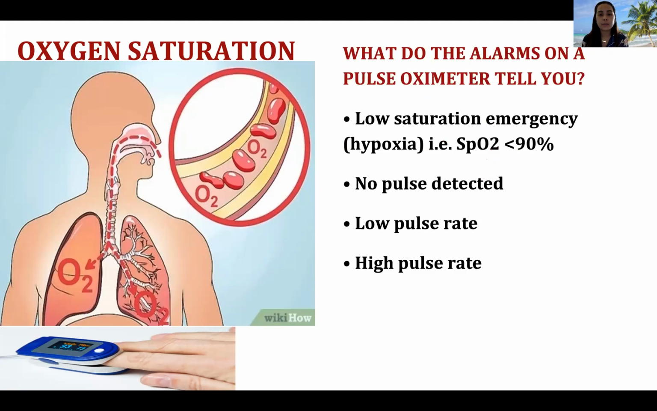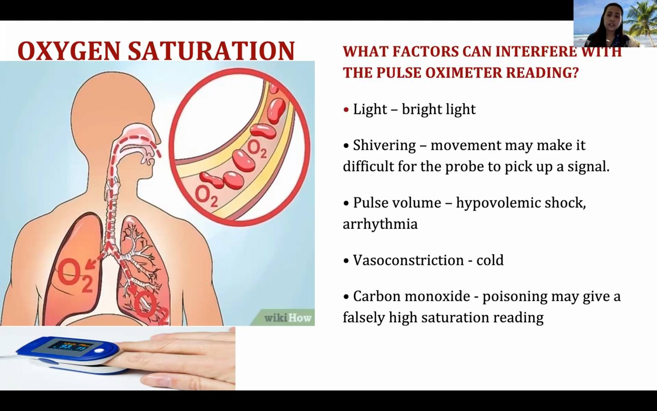What do the alarms of the pulse oximeter tell you? First, low saturation. Low saturation means it's below 90%. It is hypoxia, which means that you have no or low oxygen in the blood. Next, it will alarm if no pulse is detected. As I've told you, we have two things to measure in the pulse oximeter: pulse rate and oxygen saturation. If your pulse is low or if your pulse is high, it will alarm also.